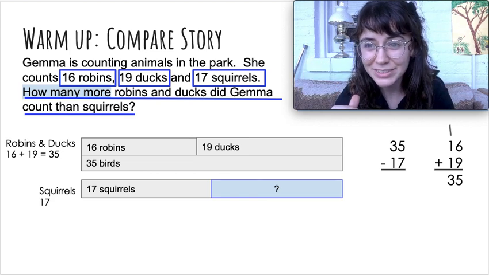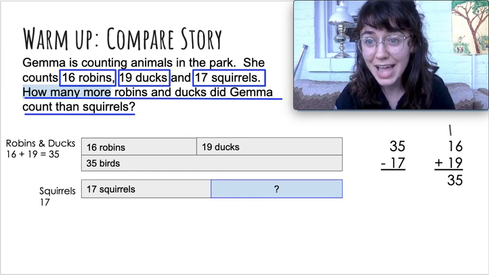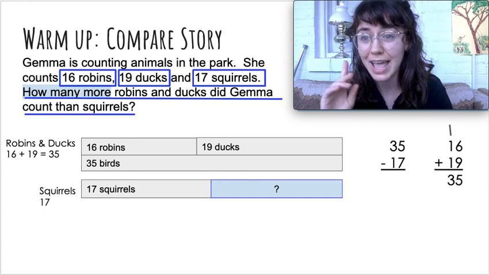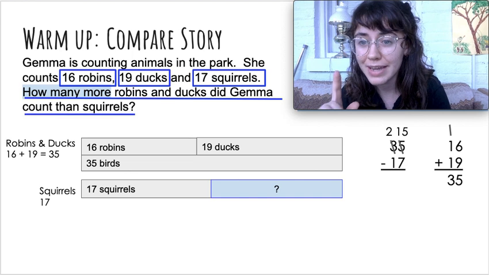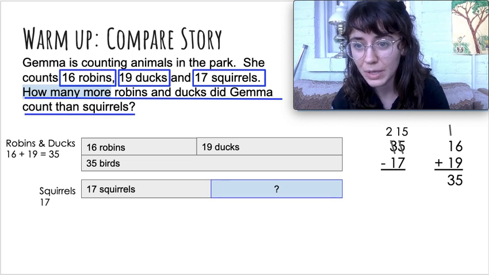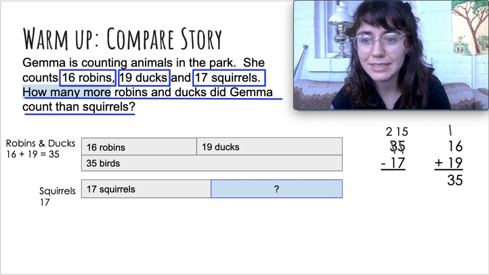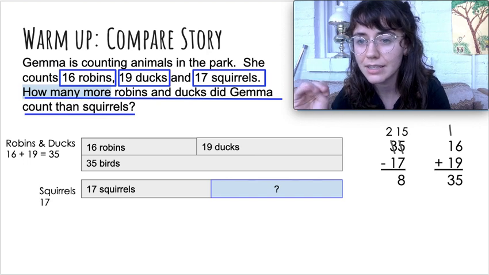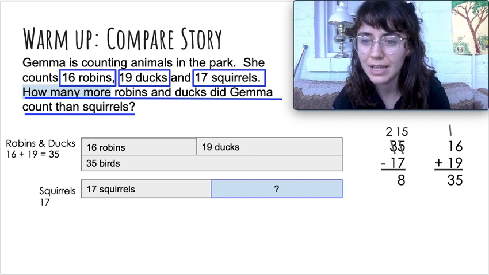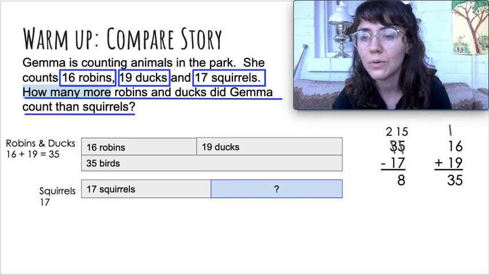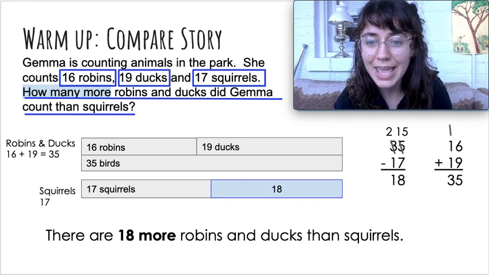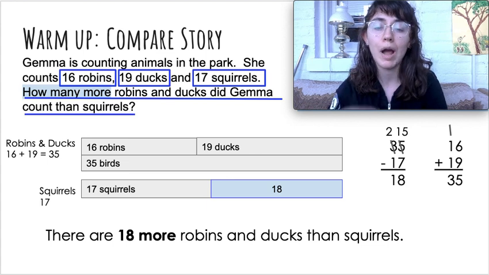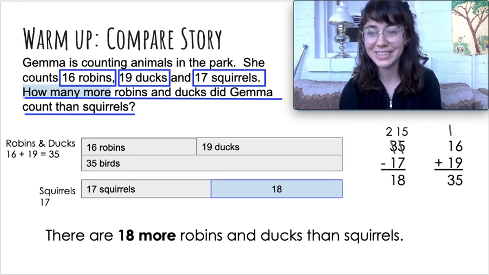So I'm going to go next door to the tens place. I have 3 tens. I'm going to take one of those tens and put 10 more ones. So now I've got 2 tens, 15 ones. 15 minus 7 is 8, and 2 minus 1 is 1. So my answer is that there are 18 more robins and ducks than squirrels.